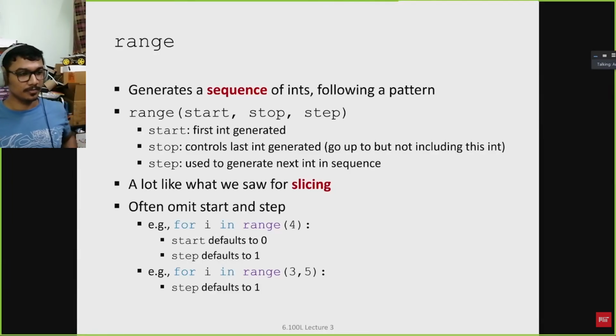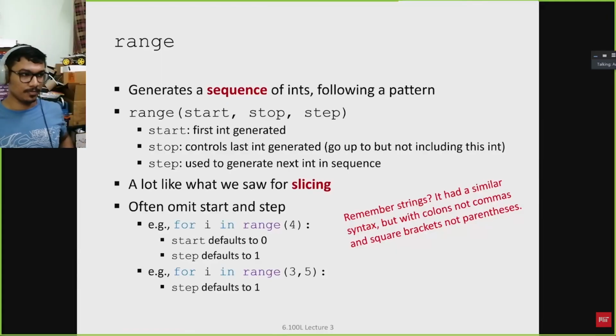So this should seem familiar to you, right? Because we've seen something like this when we were doing strings, except that we weren't doing parentheses, we were doing square brackets, and we weren't doing commas, we were doing colons. But it's the exact same idea. Here we're generating numbers, actual integers that we want a loop variable to take on. So if we omit start and step, start by default is 0 and step by default is 1.